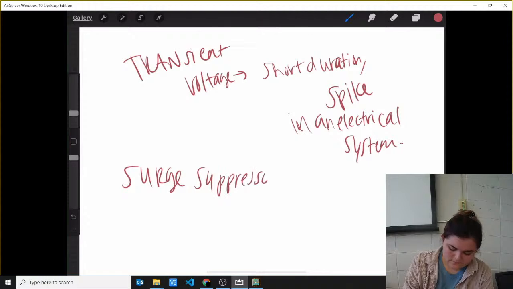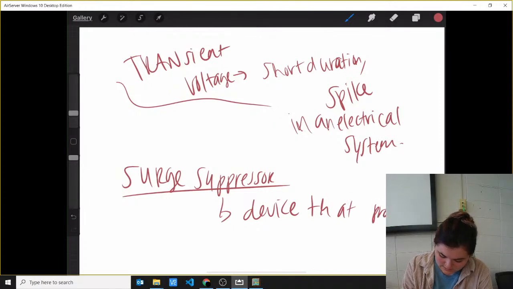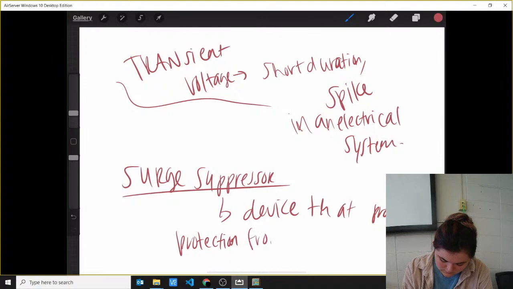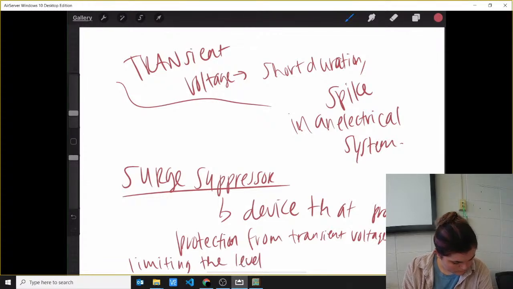Surge suppressor is a device that provides protection from transient voltages by limiting the level of voltage allowed.